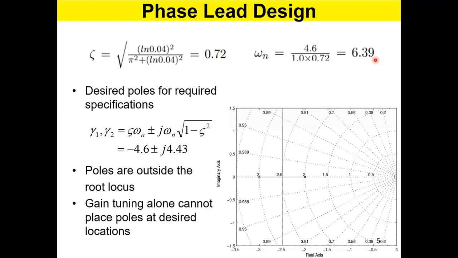Now, when you have zeta and omega n, you can calculate your poles. Let me call them gamma 1 and gamma 2. They are minus zeta omega n plus or minus j omega n square root of 1 minus zeta squared. Substitute for zeta and omega n, and this is your answer. This is a second order plant. These are the pole locations, -4.6 plus or minus j4.43.